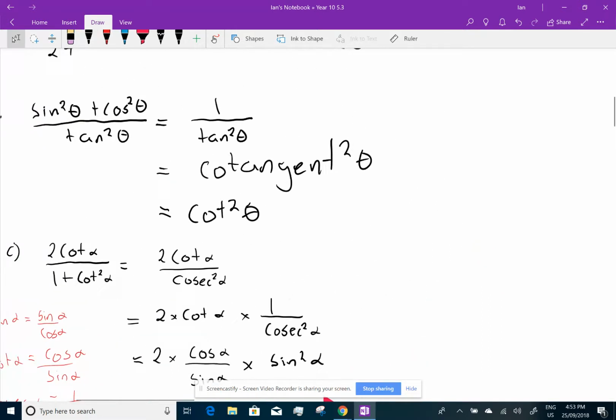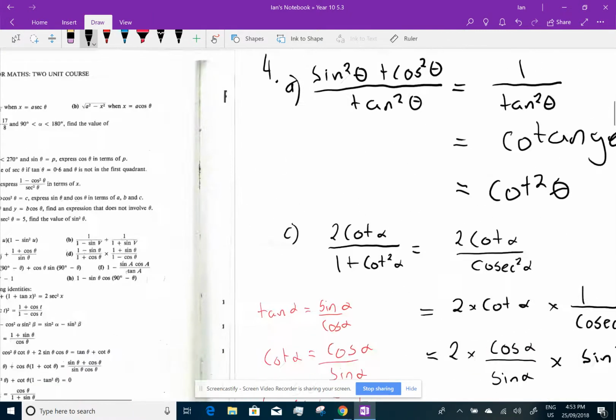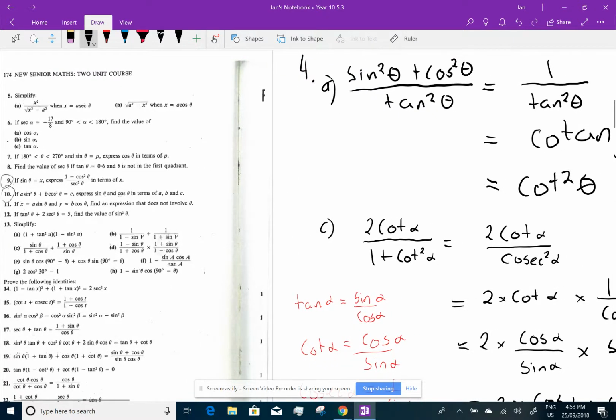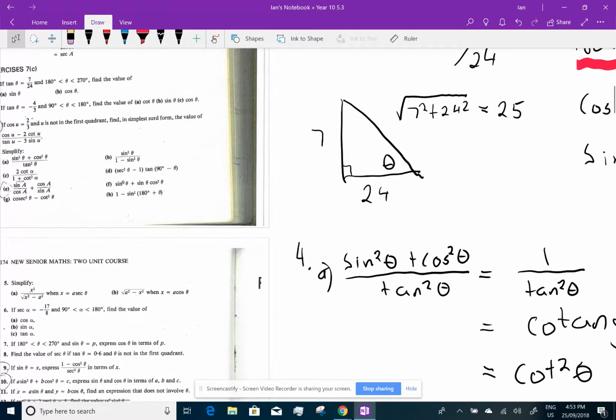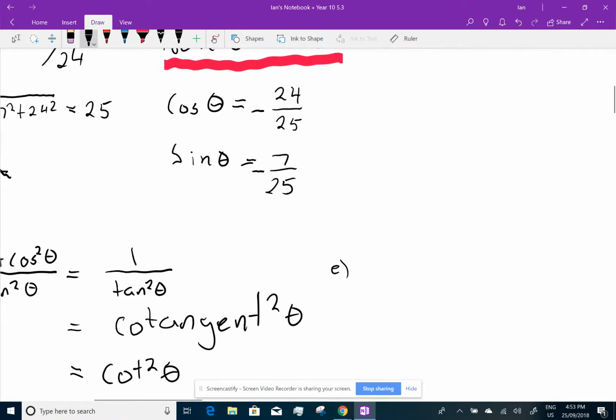Okay, let's have a go at, that was A. Let's go E. Because the person who had this book circled it, so they might have thought it was hard. Sine A on cos A plus cos A on sine A. So what have we got? We've got sine A on cos A plus cos A on sine A.